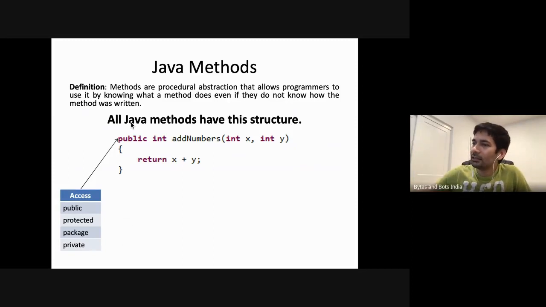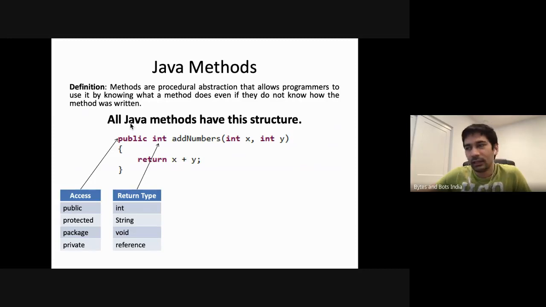The next section of a method is a return type. Every method should have a return type. A few examples of return types are integer, a string, void, reference. Void is a very special return type because it's not actually a type. Void says this method is not going to return anything. So it doesn't have a type, it's just void. When your function doesn't return anything, you have to specify that by writing void.